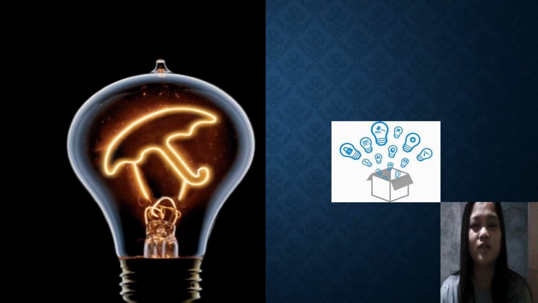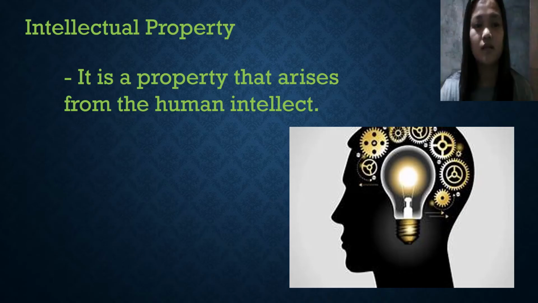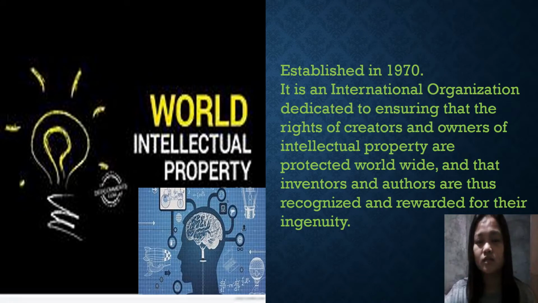What I'm going to tackle today is from Module 11, Intellectual Property Rights. Intellectual property is property that arises from the human intellect. It also refers to inventions, literary and artistic works, symbols, images, names, and designs used in commerce.